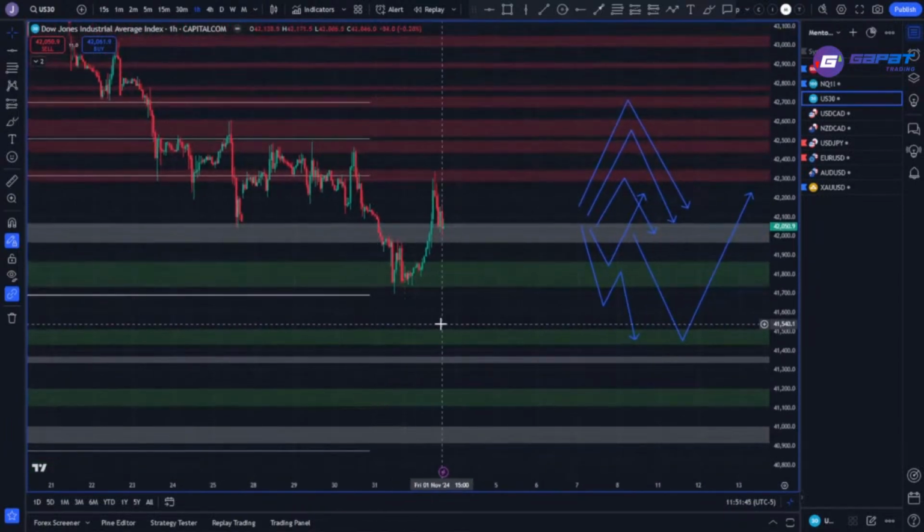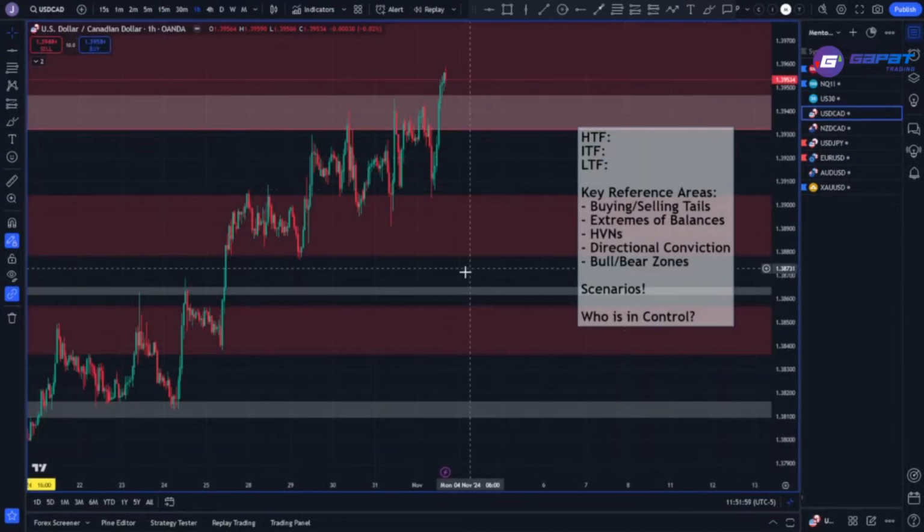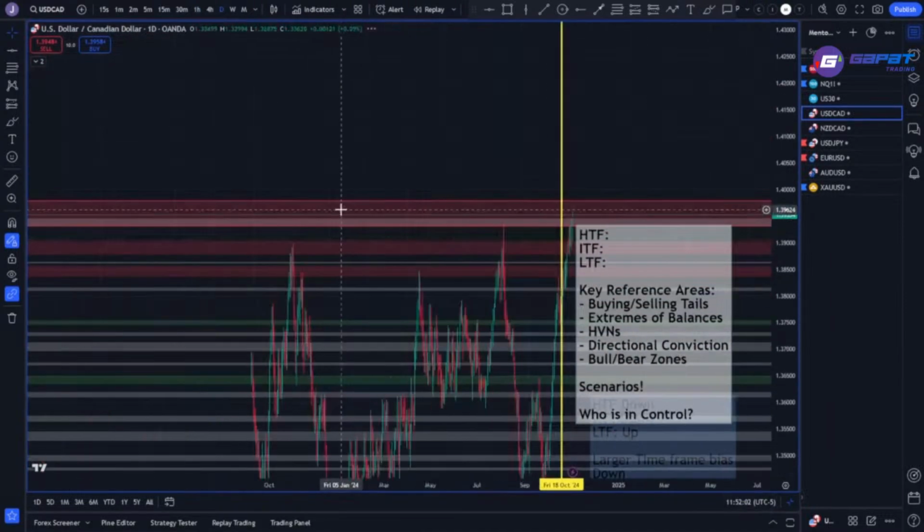Do you guys have any questions on this US 30? Nope. All right, let's move on to the dollar CAD. So this was the chart that I wanted to show you on the daily.